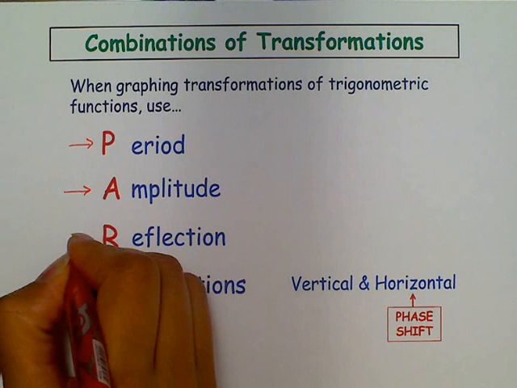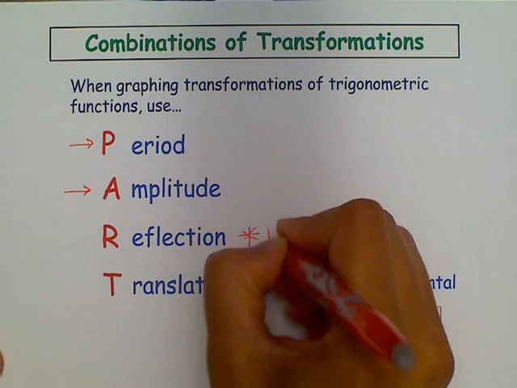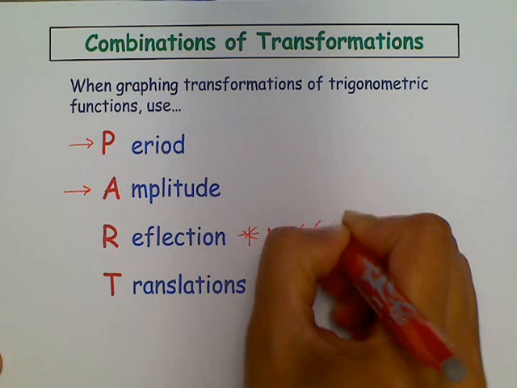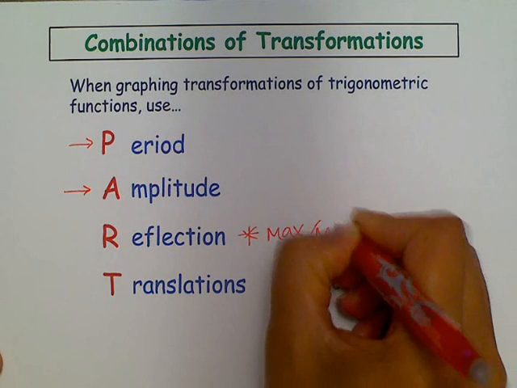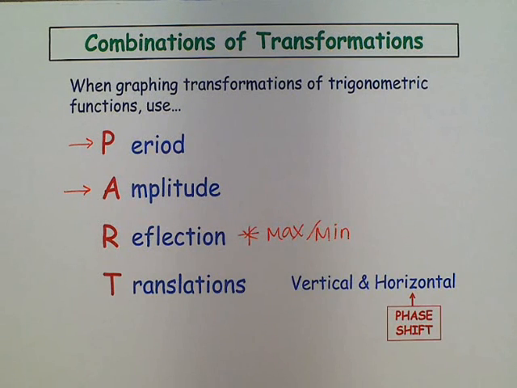And then think about any reflections. And what this does is help you determine what your max and mins are going to look like. So if the graph has been reflected, then you would switch where your max and mins would be.